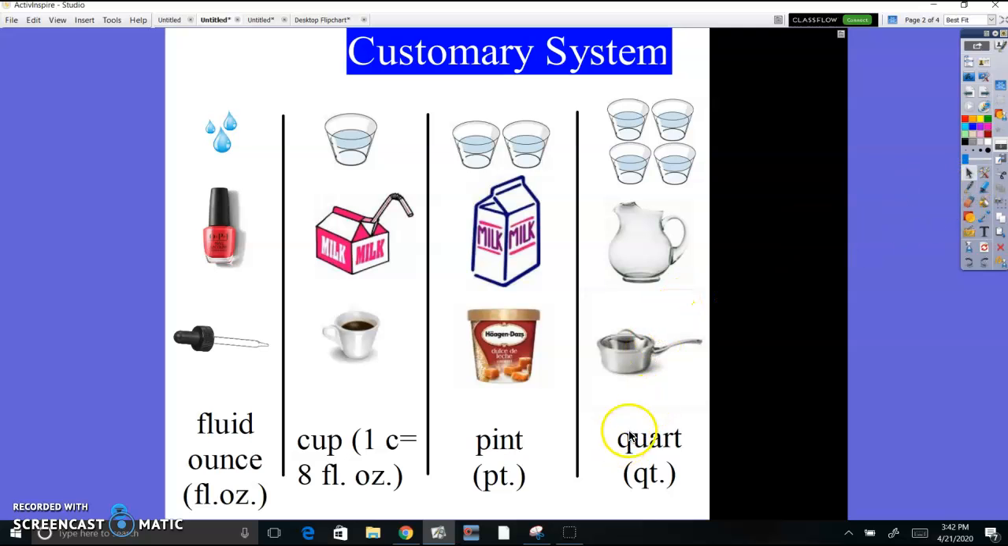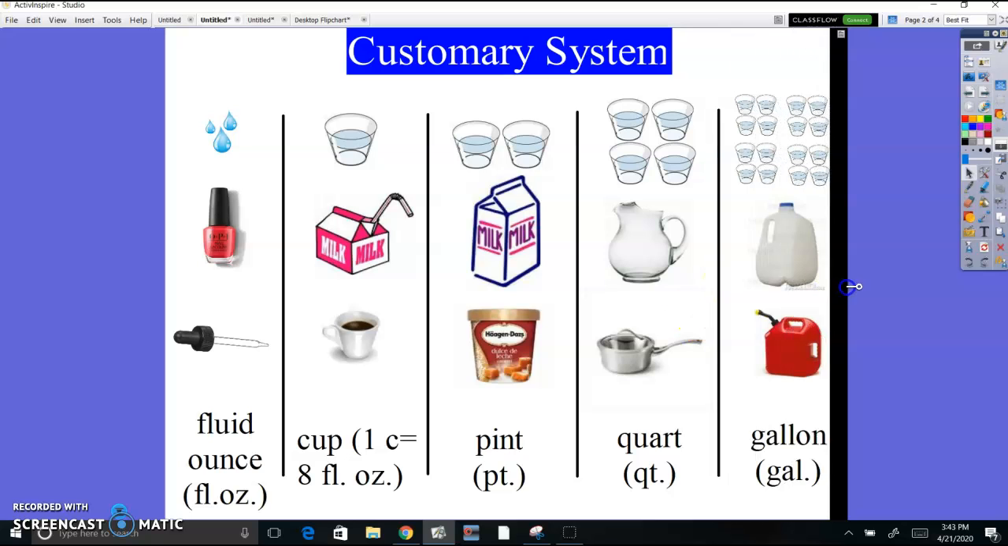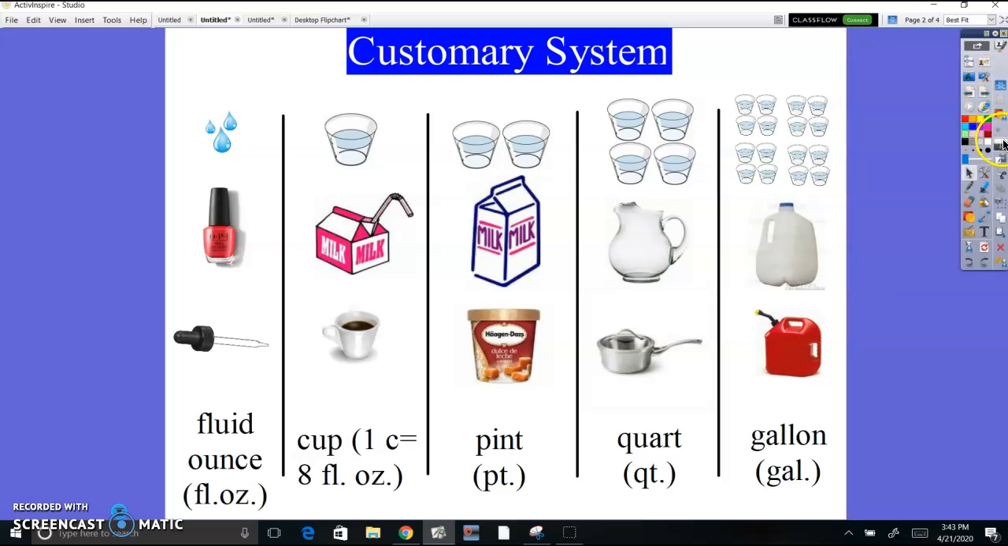Quart is all about 4. A quarter is 1/4 of a dollar. A quarter of a clock is 1/4 of a clock, which means 15 minutes. So quart is all about 4. If you have 4 cups, you make 1 quart. A big pitcher or a saucepan can be measured in quarts. And when you have 4 quarts, you make 1 gallon.